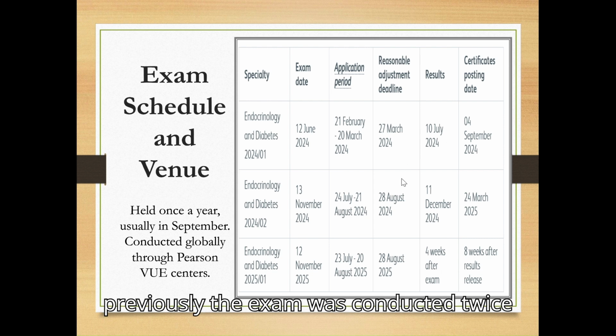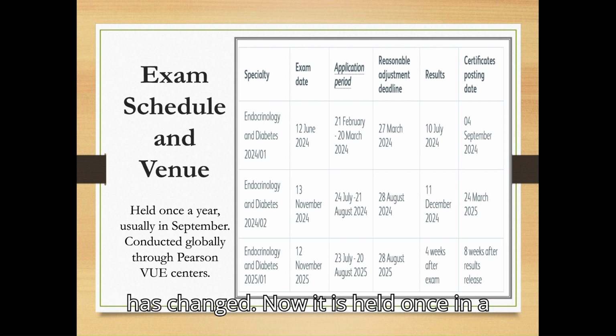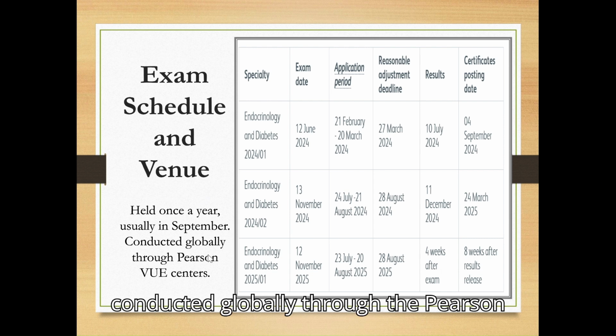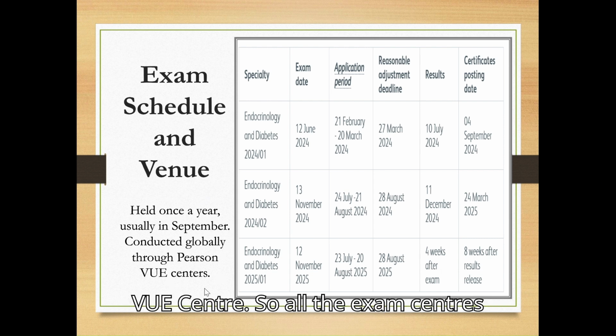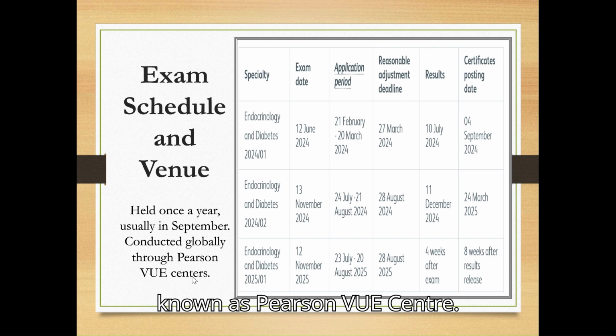Previously the exam was conducted twice in a year, but recently the exam schedule has changed. Now it is held once in a year, usually in September to November, conducted globally through the Pearson VUE Center. So all the exam centers where the exam is conducted are known as Pearson VUE Centers.